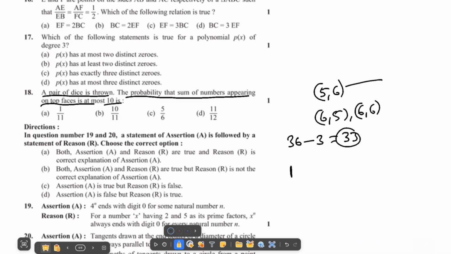So the probability of the given event is: the number of favorable outcomes is 33 and the possible outcomes are 36. If we cancel with 3, 3 elevens are 33, 3 twelves are 36. So the probability will be equal to 11 by 12. So option D is the right answer.